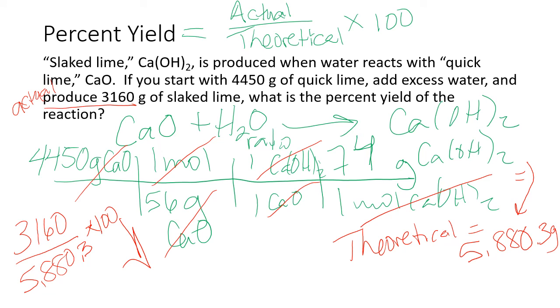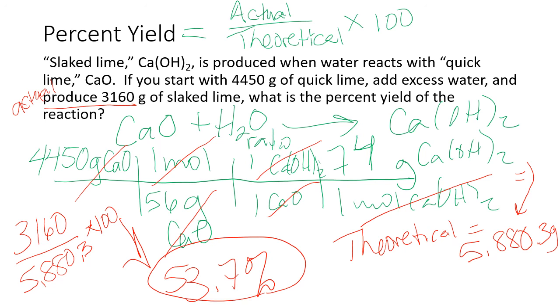so 3,160 divided by 5,880.3, multiply that by 100, and I end up with 53.7%. So that means in this process, I'm only making 53% of what I'm actually supposed to make.